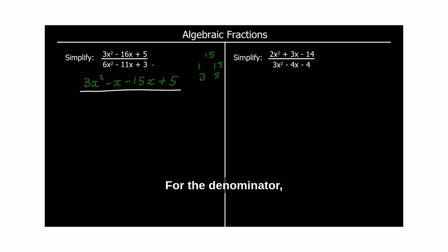For the denominator, same thing. So 6 times 3 is 18. What multiplies to make 18 and adds to make negative 11? It's not 1 and 18. It must be 2 and 9, and both negative. So I can change negative 11x into negative 2x minus 9x. I've got plus 3 on the end.